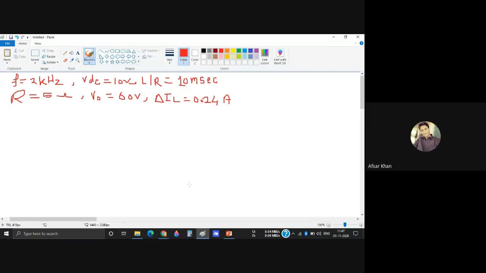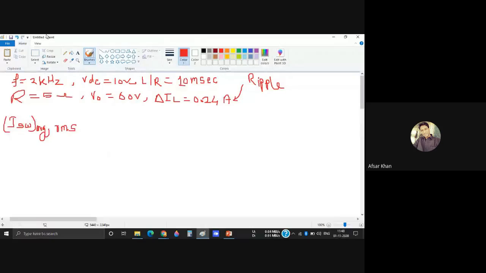So delta IL is what, students? Ripple current. What have they asked? I average and I RMS: the switch current, average value and also RMS value. That's clear. So now our concept of those formulas for square and magnitude will come over here.